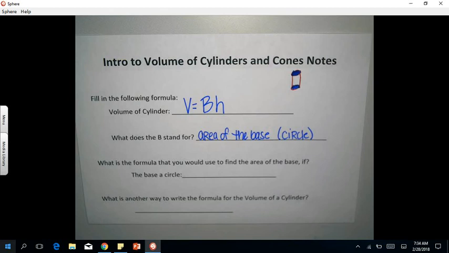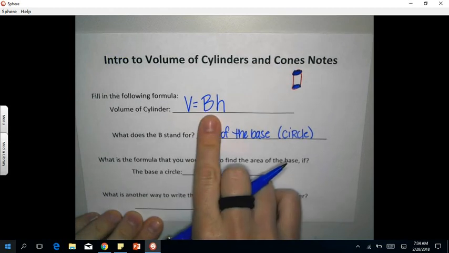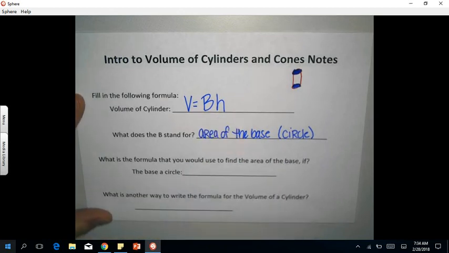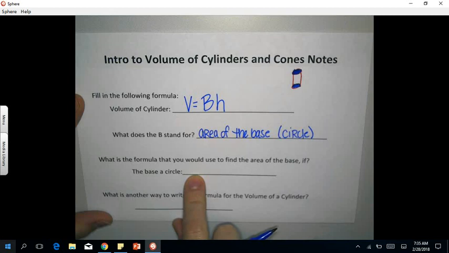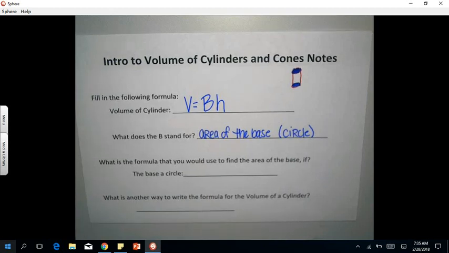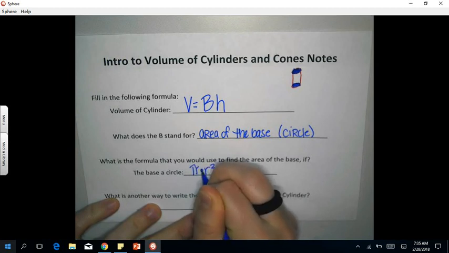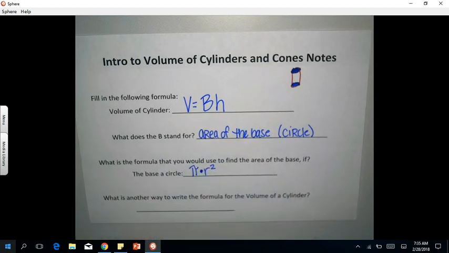Now, let's change up our formula here. So we know it's capital B, the area of the base, times the height. But what if I want to rewrite it so that it's specific to a cylinder? So what is the formula if the base is a circle? We know that to find the area of a circle, the formula is pi times my radius squared. And if you're not sure, you can always look at your mathematics chart.